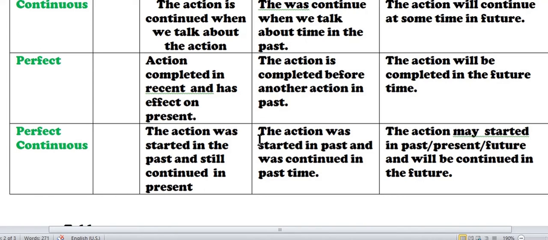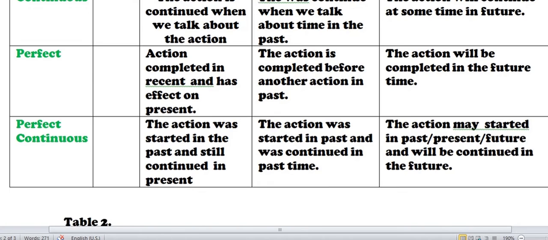Okay, next we have time is past and action is perfect continuous. The action was started in the past and was continued in the past time. Okay, and next we have future perfect continuous. The action may start in the past, present, and the future, and will be continued in the future. So here you must remember the starting time, the continuity of the action, and the finishing of the action.